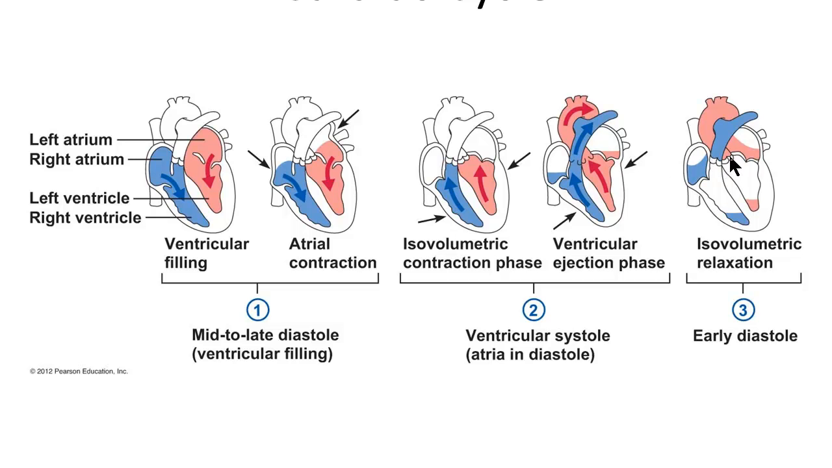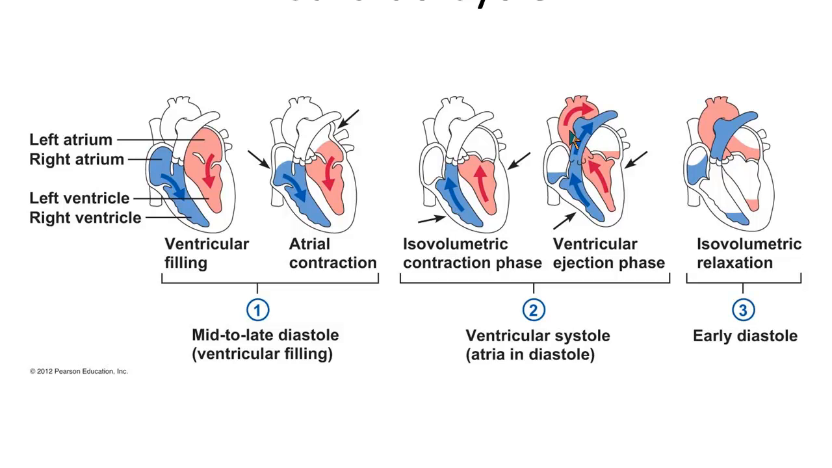So we can see we have passive ventricular filling, then the atria contract and actively finish filling those ventricles. Then the ventricles contract. In the very beginning of that contraction, that forces the AV valves closed. Then as that pressure exceeds those of the pulmonary artery and the aorta, those valves open and that blood is forced out of those two arteries.